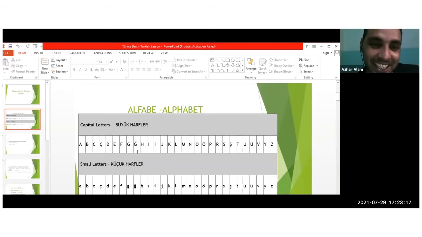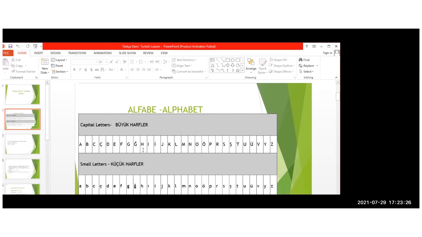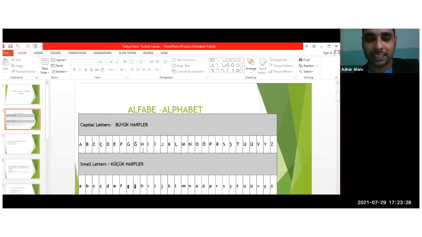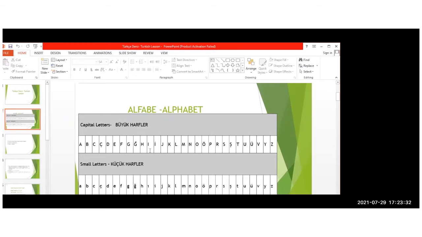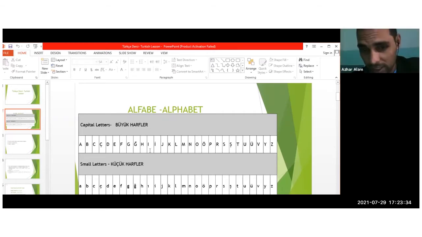This letter in English we can call silent G. We do not have any other silent letter in Turkish. Only we have this letter. And we have H. H is pronounced as He. And one more thing. In Turkish, we have dotted I and undotted I. This one is dotted I and this one is without dotted I.